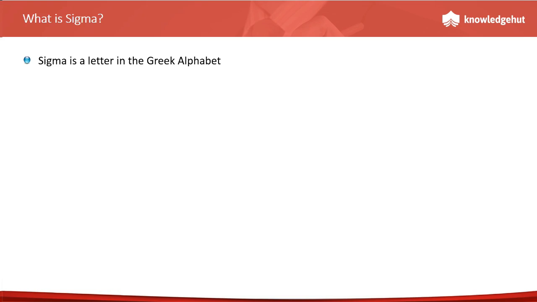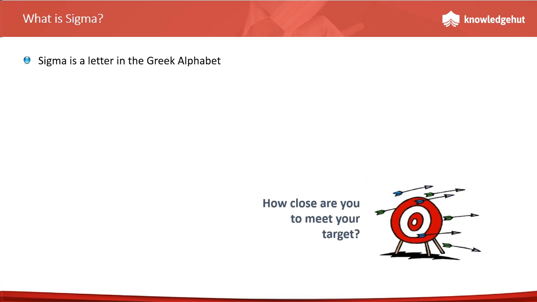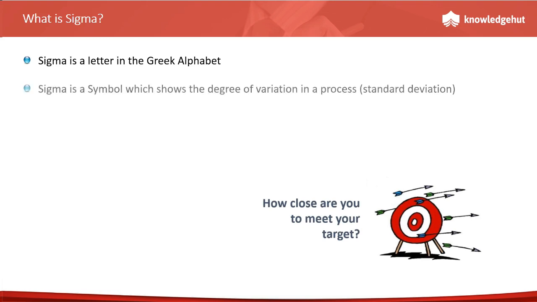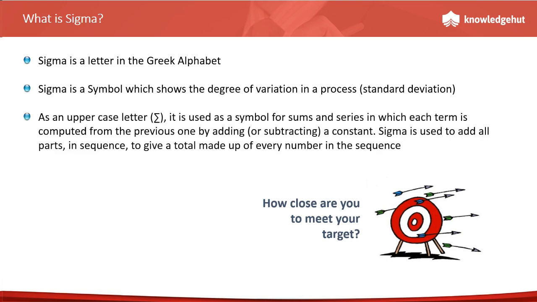Now, all that it means is how many standard deviations you can fit into the specifications given by the customer. So the customer gives out a target value. Now, he doesn't always give you just a target value, he also gives you the tolerance limits. Why does he give you a tolerance limit?